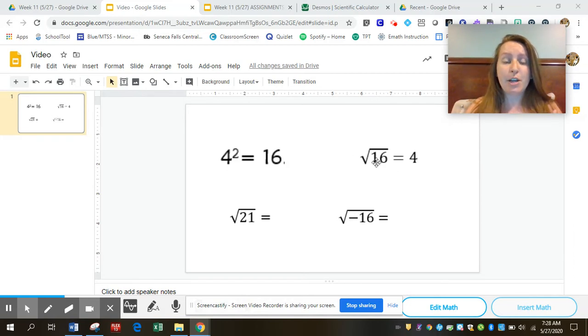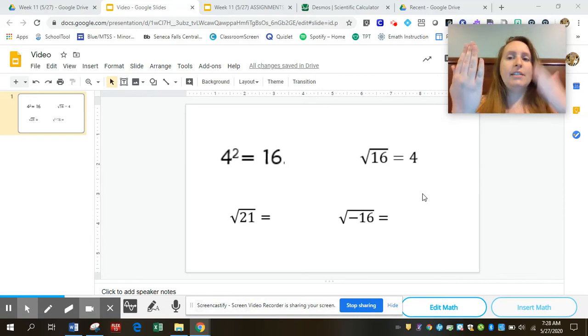So for example, if I'm trying to find the square root of 16, I know 2 times 8 gets me 16, but that can't be my answer because 2 and 8 are not the same number. Versus 4, I know 4 times 4 is 16, so the square root of 16 is 4.